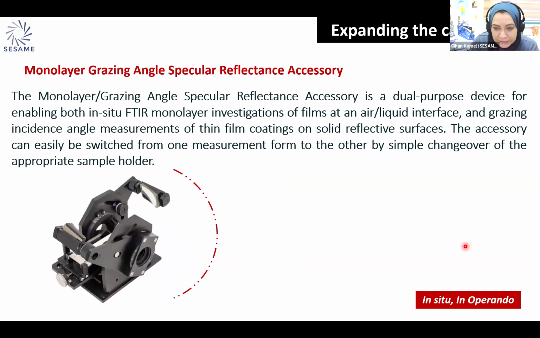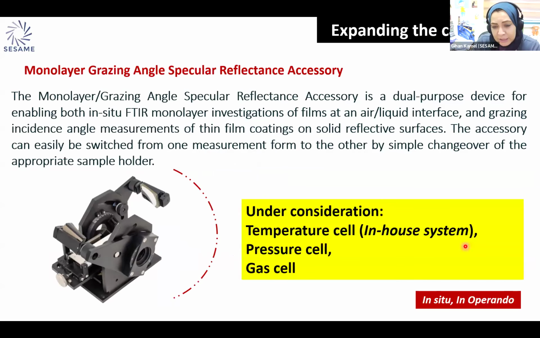If you want to know more about this experiment, you can also go to the website and you will find it there. And this is, as I said, the monolayer grazing angle specular reflectance accessory, if you want to study thin films deposited at the air-liquid interface. And under consideration, because we started to have demands from the users, are a temperature cell, pressure cell, as well as a gas cell. So we are also moving into in situ and in operando measurements.